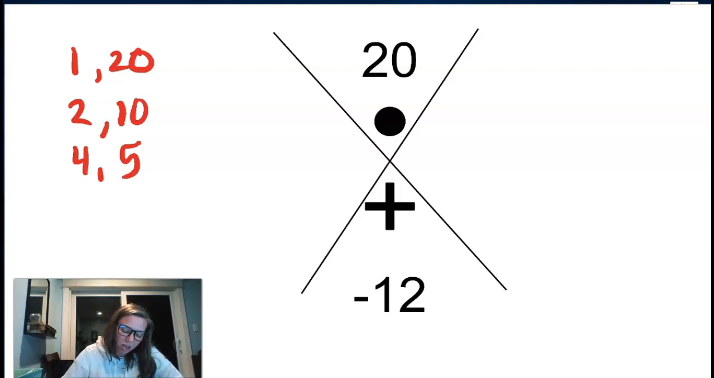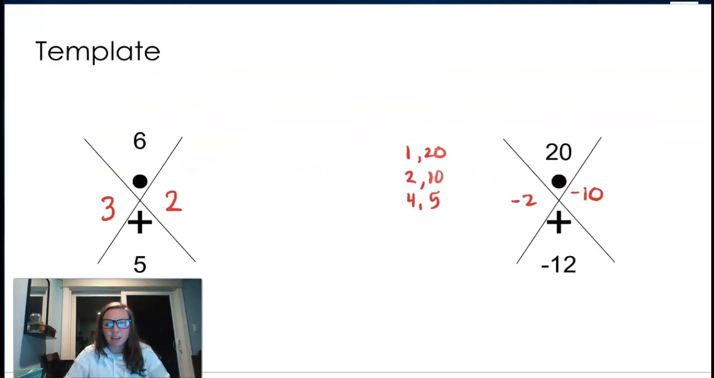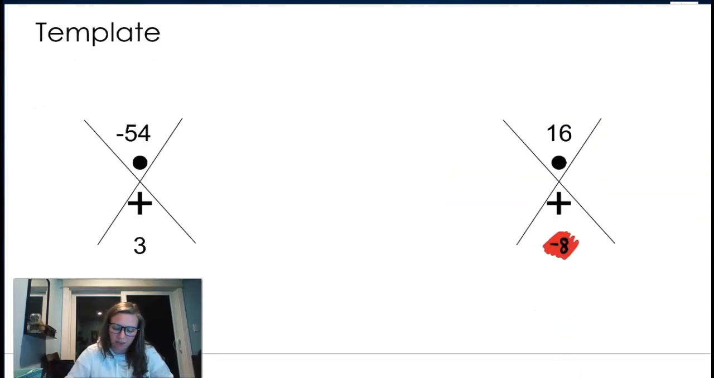But none of them are going to add to a negative. So in this case, we know when I multiply two negatives, I get a positive. So I can do negative 2 and negative 10. See, those multiply to get a positive, but they add to get a negative 12.